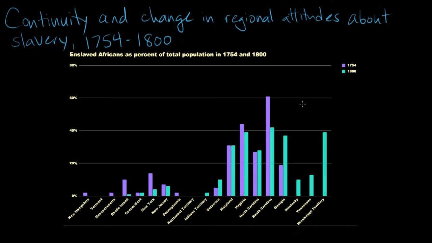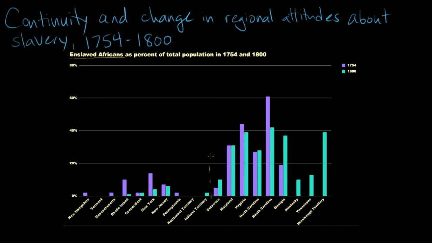This is a chart that shows the percentage of the total population of each of these colonies and then later states that was made up by enslaved Africans. Starting in the year 1754, which we'll show in purple, and comparing that to the year 1800, which we'll show here in green. Now, some of these numbers are estimates, since the census didn't exist before 1790, but this can help us get an overall sense of how the institution of slavery changed in these years.